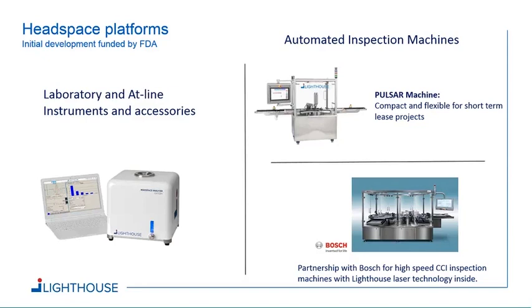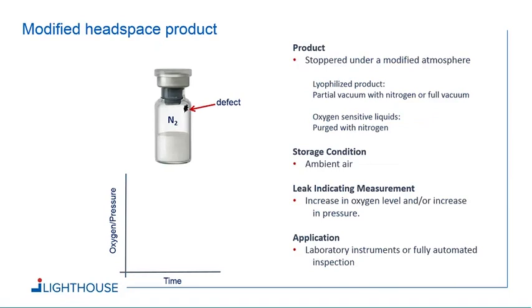So how do you use these platforms to generate CCI data? Let's start talking about that now. In this particular animation, we have taken as an example a modified headspace product. That means you have a product that has a headspace other than atmospheric air. Examples of these are lyophilized products. Almost all lyophilized product is packaged under a partial pressure of nitrogen or sometimes at full vacuum.